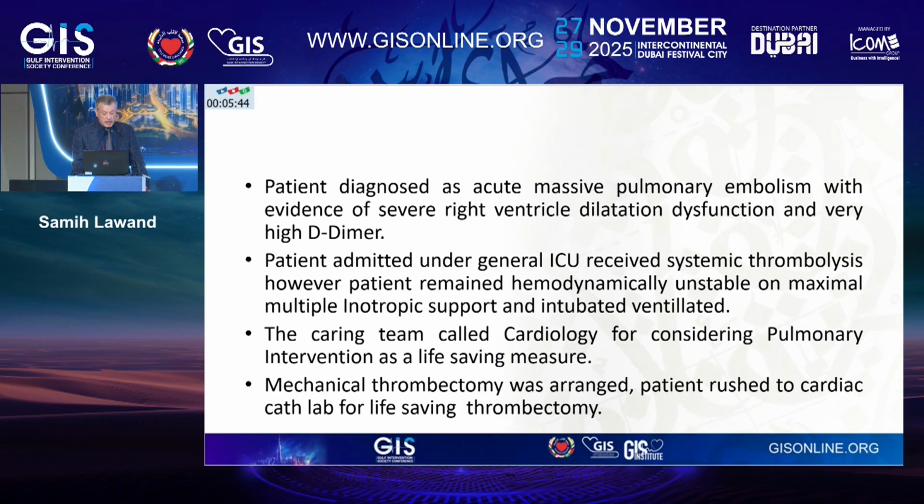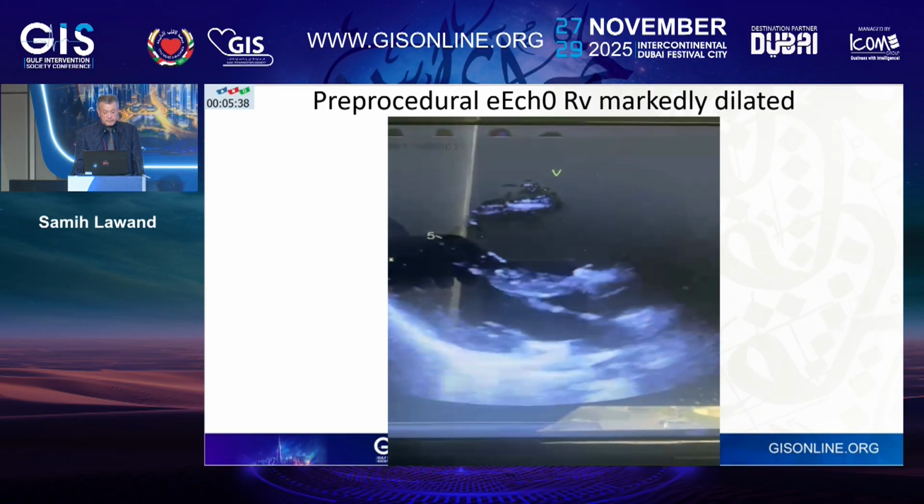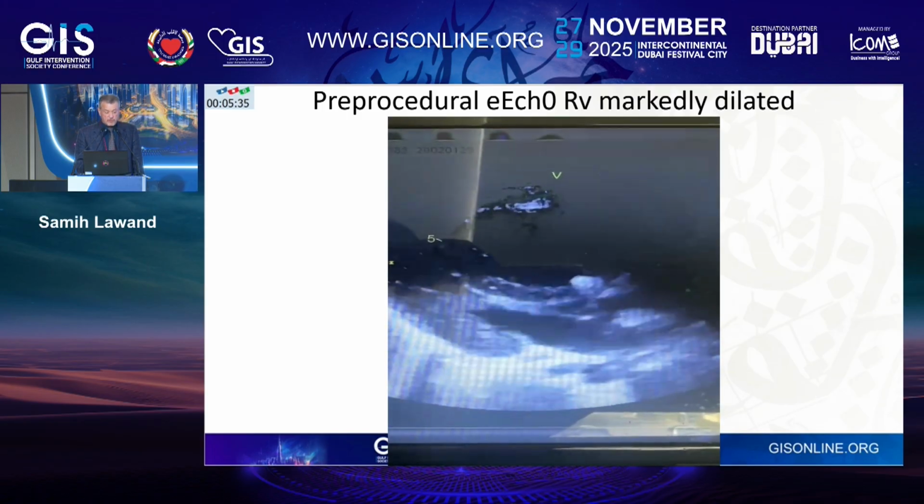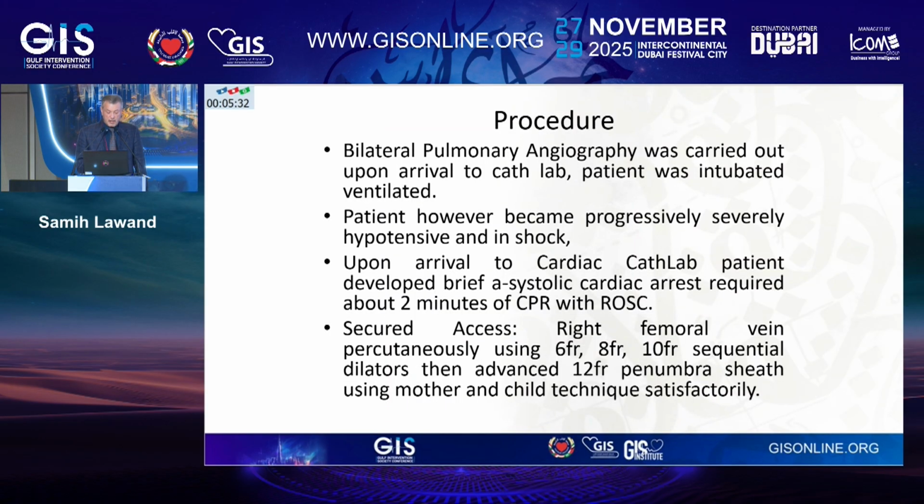In her critical condition, I decided not to take her there, just to take her straight to the cardiac cath lab. This was her echo before. You can see the ratio of the RV to the LV remarkably higher. Upon arrival, we arranged for pulmonary angiography to be done. And then as we started, the patient became progressively worse, severely hypotensive, and in shock, and then developed a relatively short asystolic cardiac arrest, which responded to CPR and ROSC.